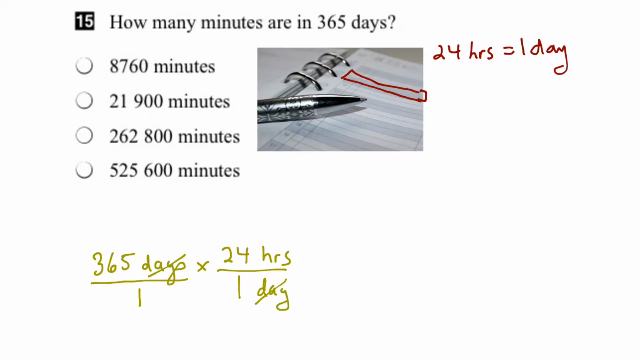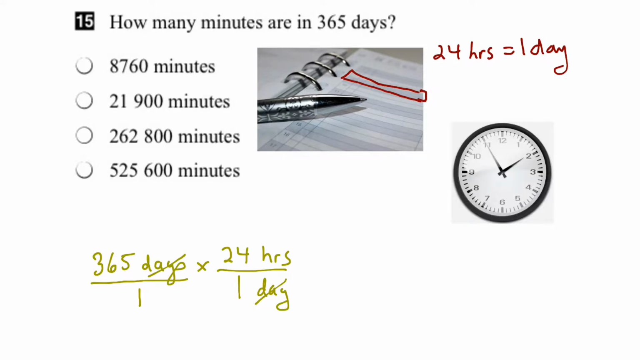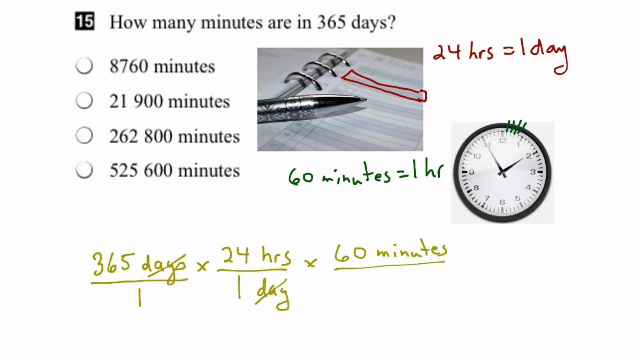Well, let's bring in another visual. On this clock face, each one of these ticks represents a minute. And we know that there are 60 minutes in 1 hour. And again, we can write this as a fraction or a rate. So there are 60 minutes in 1 hour. And we can see that the hours would cancel out, and we're left with minutes, which is what we want.